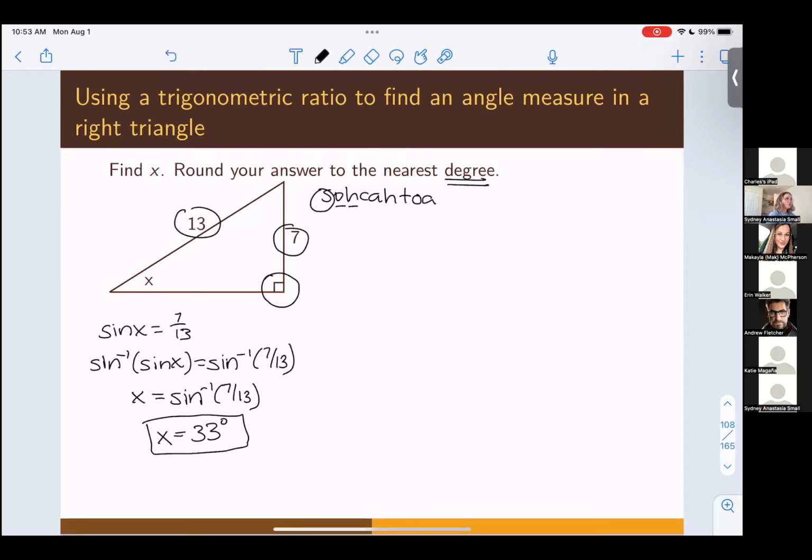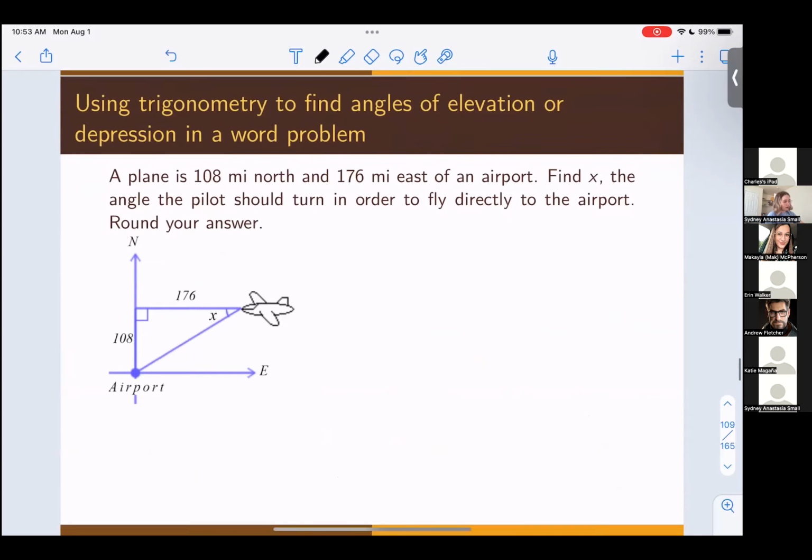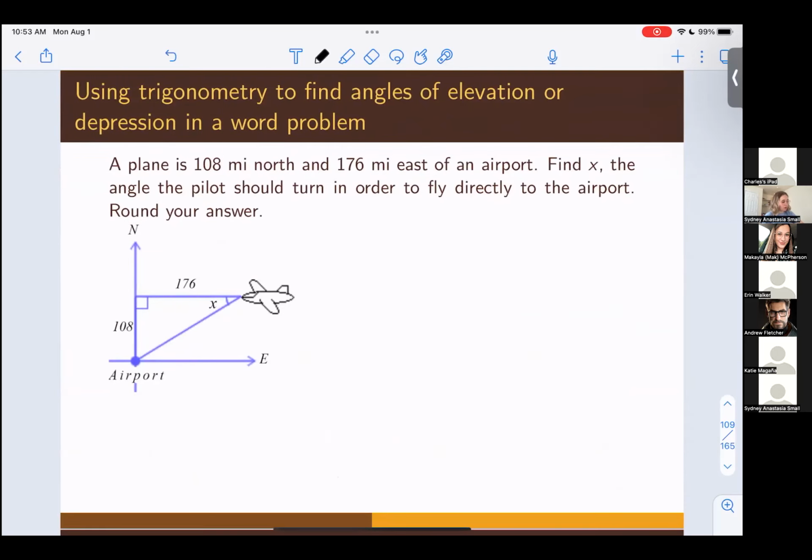Questions on how we did this one? Okay, let's do one more and then we'll unwrap this idea of inverses undoing each other. So I have an airplane. The plane is 108 miles north and 176 miles east of an airport. I want to find x, i.e. the angle the pilot should turn in order to fly directly to the airport.